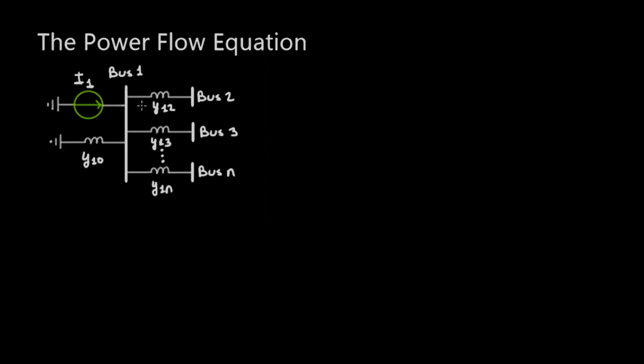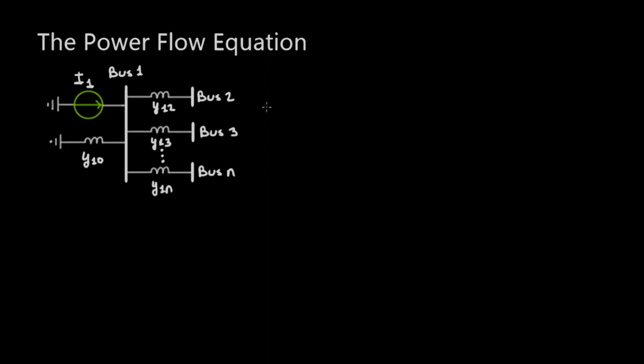For example, this generator is represented as a current source in parallel with its admittance. The transmission lines that connect bus 1 to bus 2, bus 3, and bus n are again represented with their admittances: Y12, Y13, and Y1n. Notice I've put dots between Y13 and Y1n, so we can have any number of buses in between, but I'm just going to derive the expression using three buses, 2, 3, and n, that connect to bus 1.